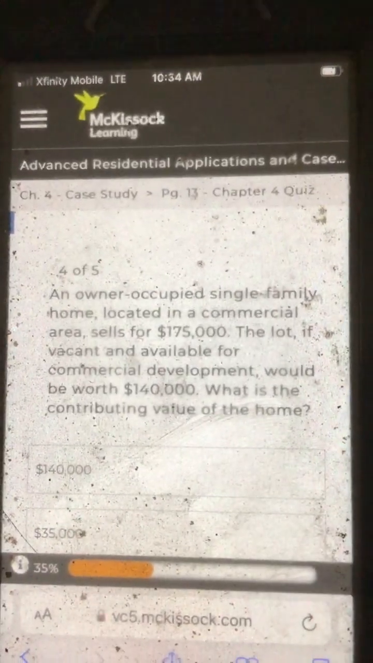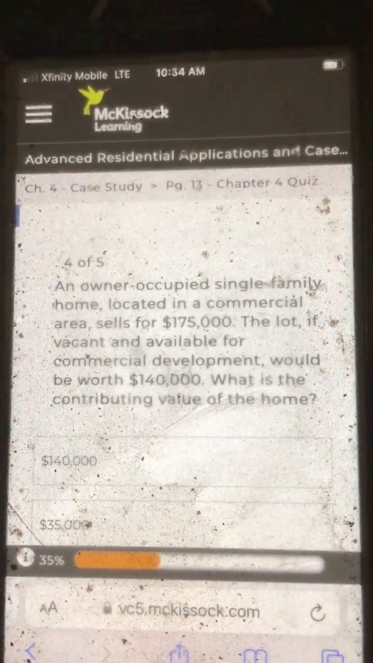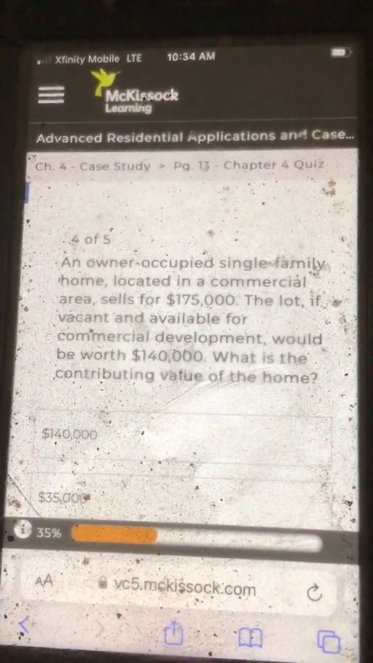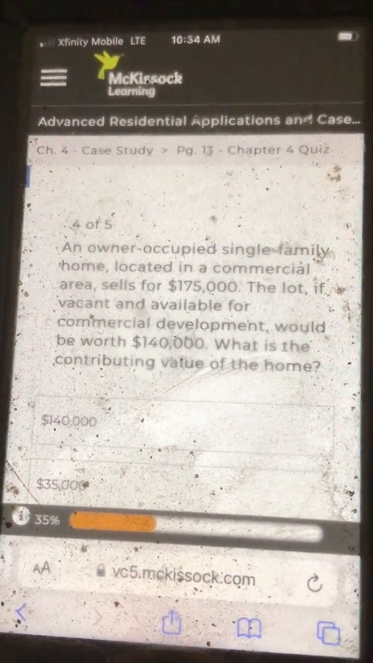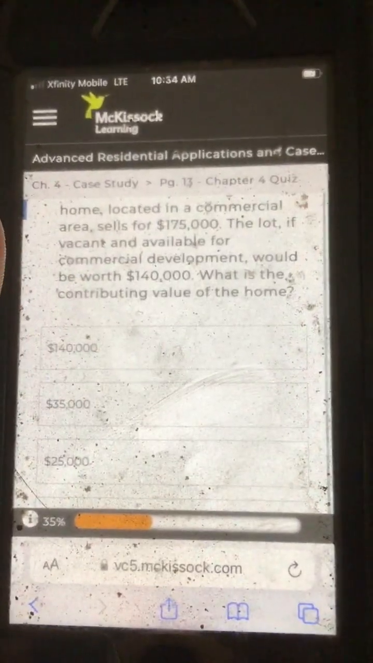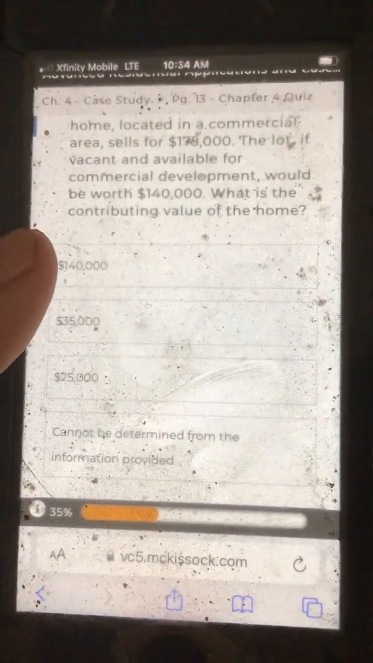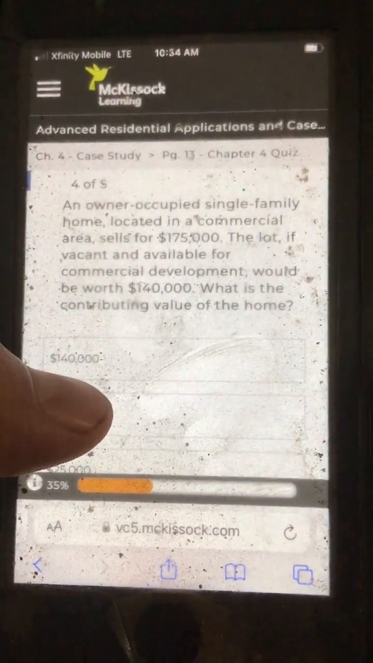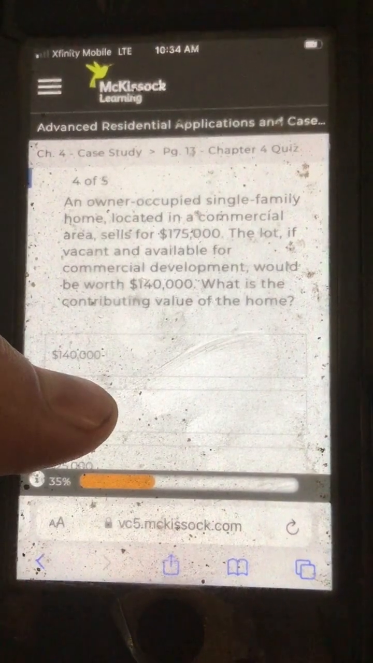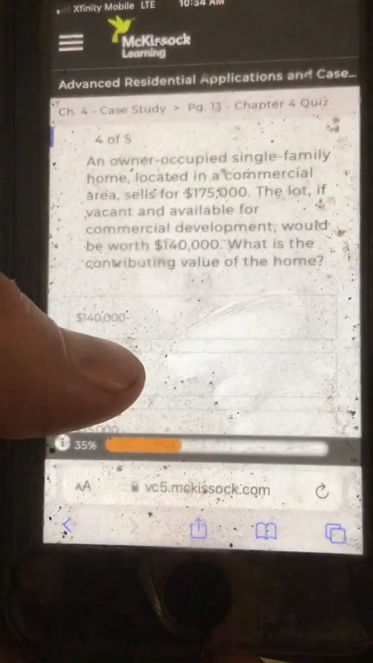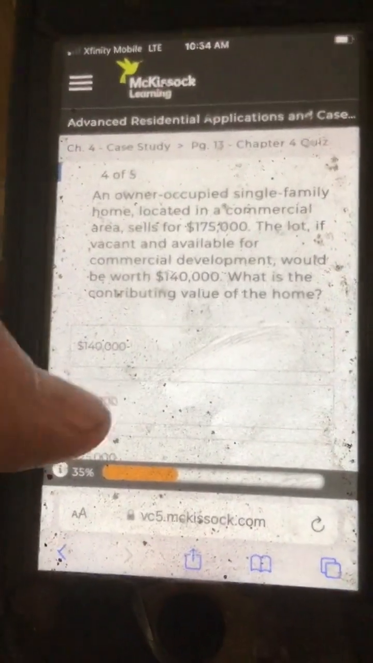Number 4, an owner-occupied single-family home located in a commercial area sells for $175,000. The lot, if vacant and available for commercial development, would be worth $140,000. What is the contributing value of the home? A. $140,000. B. $35,000. C. $25,000. Or D. Cannot be determined from the information provided. I'm going to go with B, $35,000 positive.